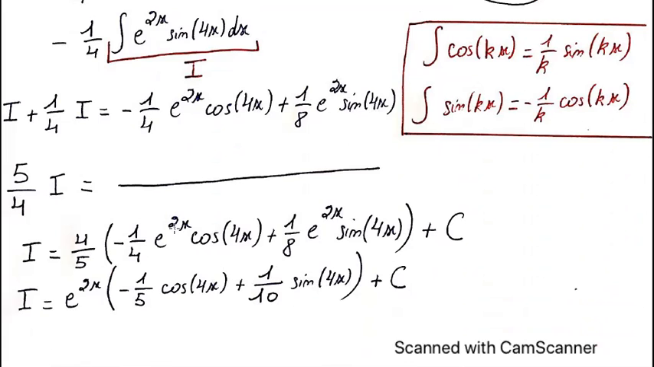And we can take e^(2x) as a factor from these two, and we can put 4/5 inside the parentheses, so we get e^(2x) times (minus 1 over 4 multiplied by 4 over 5, which is minus 1 over 5 cosine 4x, and here we will get 1 over 8 multiplied by 4 over 5, which is 1 over 10 sine 4x) plus a constant C. And this is our final answer.